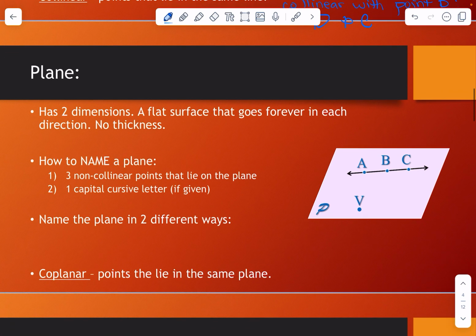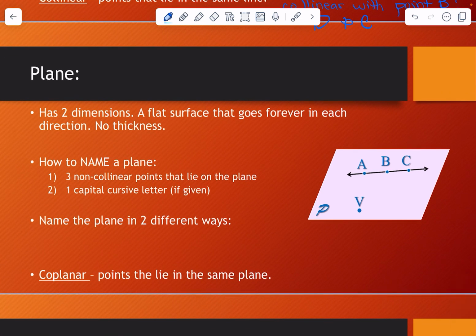The next thing that we learn about is a plane. A plane has 2 dimensions. It is a flat surface that goes forever in each direction, but it has no thickness. Now, our world is made up of an infinite number of planes shooting through. So understand there are planes all around us in all kinds of directions. They are vertical, they are horizontal, and they are diagonal.